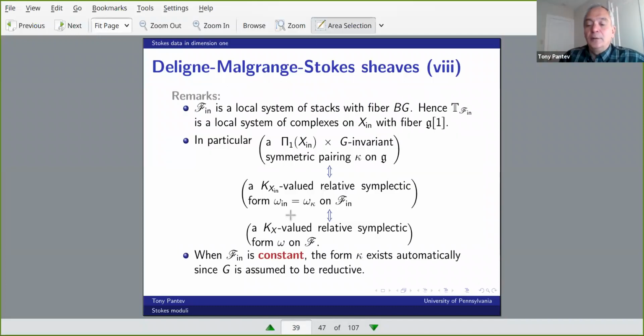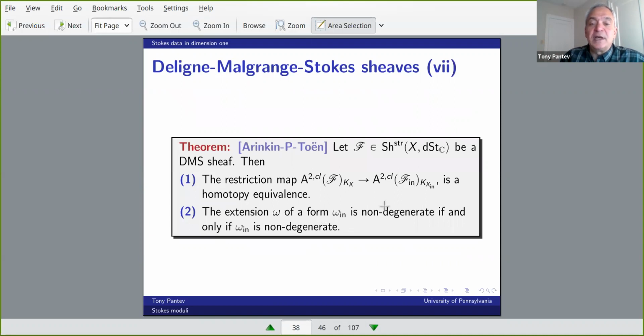Yeah, so what I was saying is that this guy on the inner stratum may or may not exist. If it's constant, if it exists; if it's not constant, it has to be monodromy invariant and may or may not exist. But when it exists, it extends automatically to the relative guy and uniquely, and it's non-degenerate.